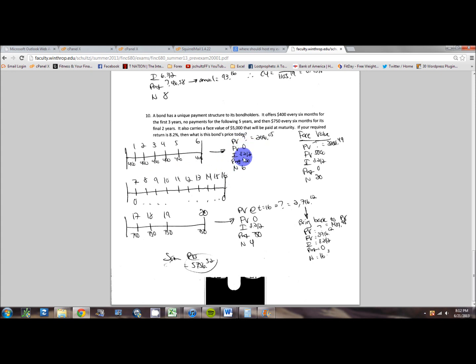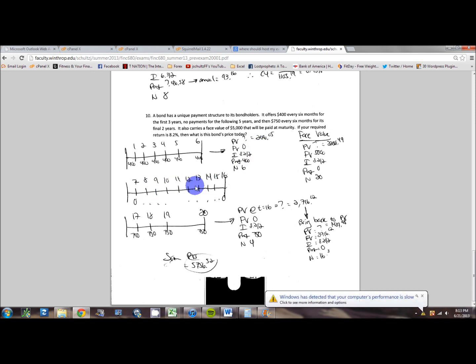This is your classic annuity setup. Future value of 0. The interest rate, payment, and N all have to be on semi-annual frequencies. That's why you see I divided by 2, and you see N being 3 times 2. And then you've got your $400 payment, so you get this present value. It looks like 2090.05.